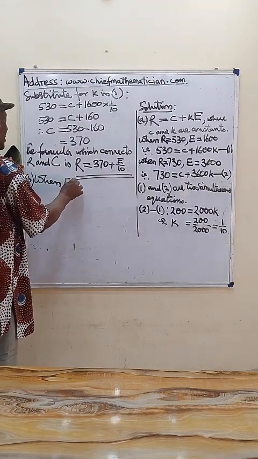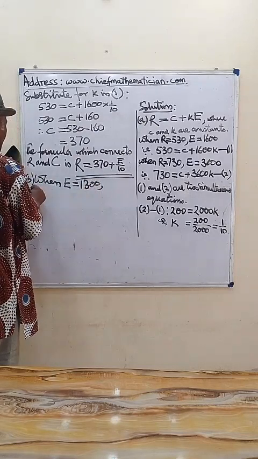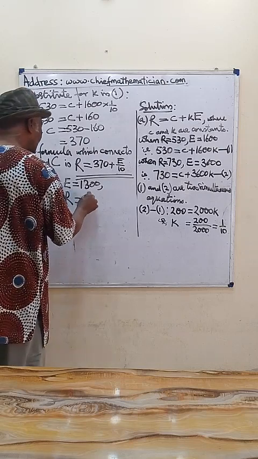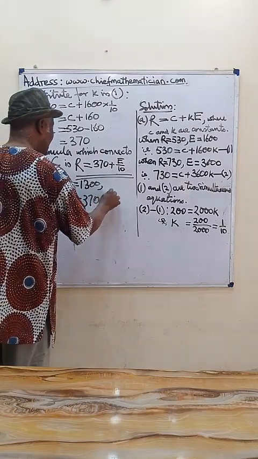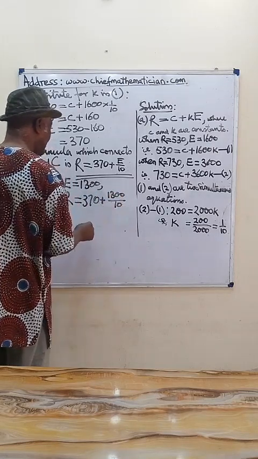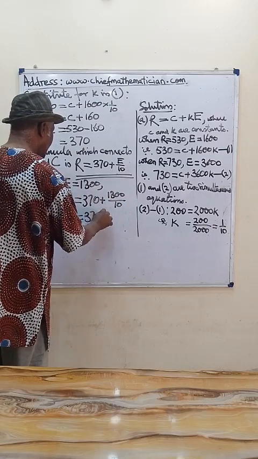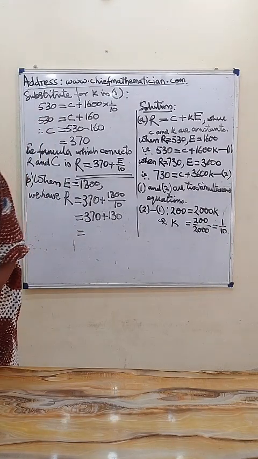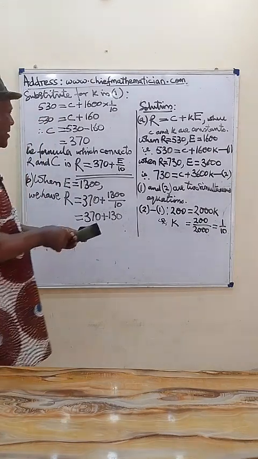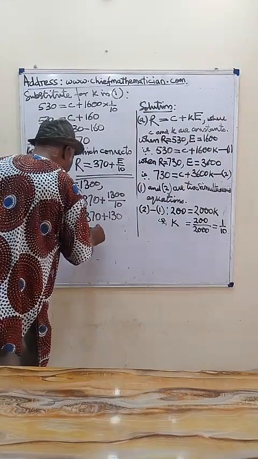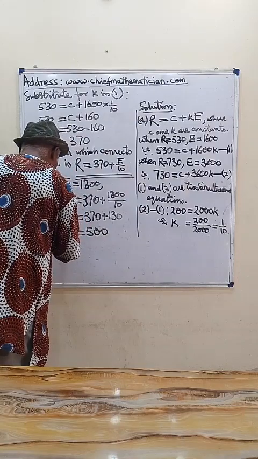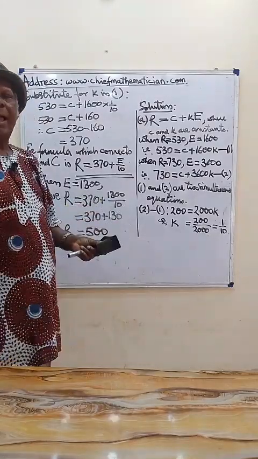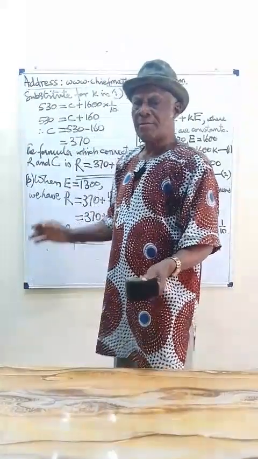When E is equal to 1300, we have R is equal to 370 plus 1300 over 10, which is equal to 370 plus 130. And what is it equal to? 370 plus 130 is very clearly equal to 500. And so here we conclude this working example.